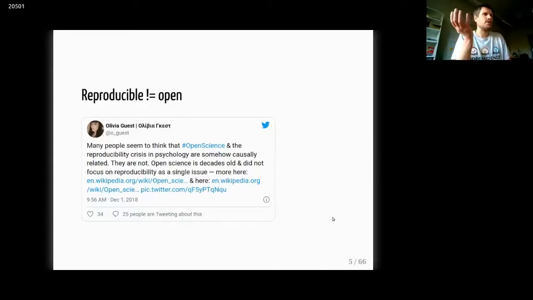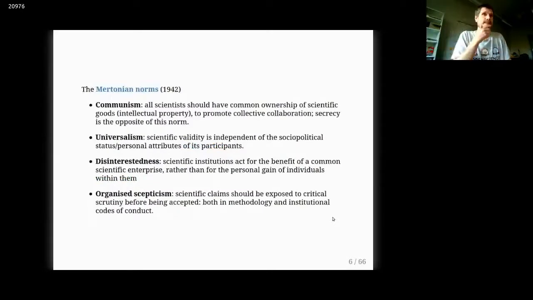Now, what I want to talk about are my personal views of what I believe is or should be modern, open and reproducible research. But let's not be fooled, these are not new concepts. I was really surprised when I first heard about these Mertonian norms that were laid down by Robert Merton in 1942.